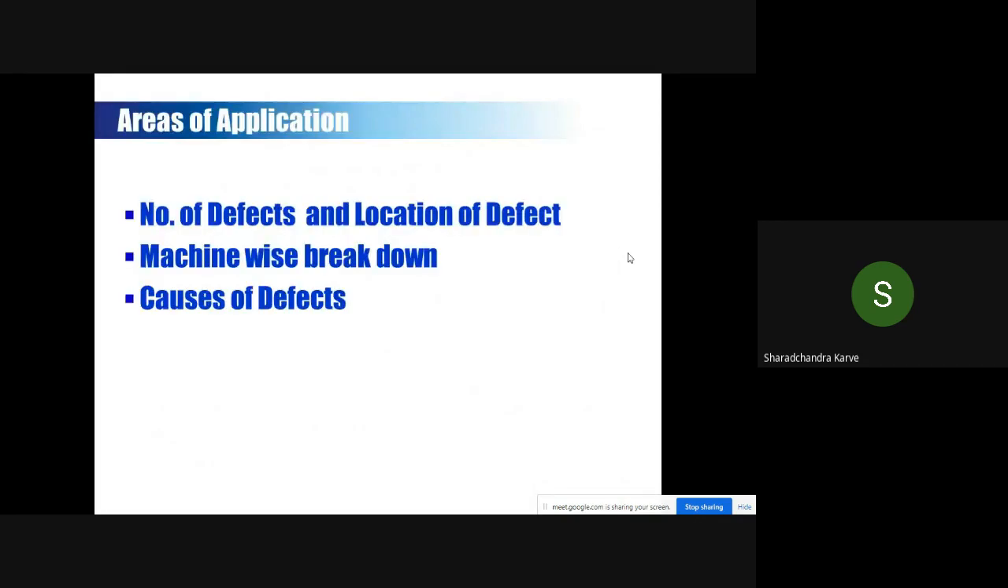Very simple, but unless you have data collection using a check sheet, you are just pinpointing a problem and looking again at the process where this defect is generated. So the areas of application can be the number of defects, location of defects, machine-wise breakdowns, causes of defects, etc. Go to the next slide.